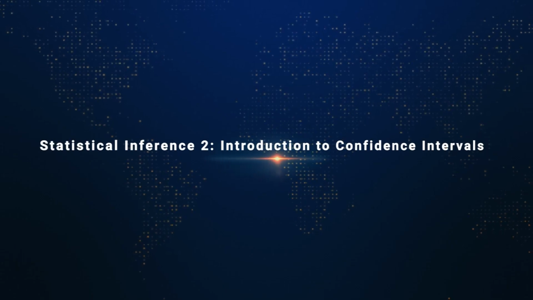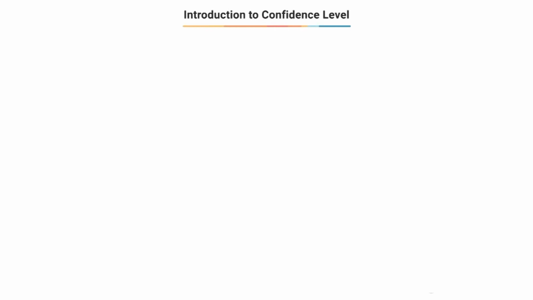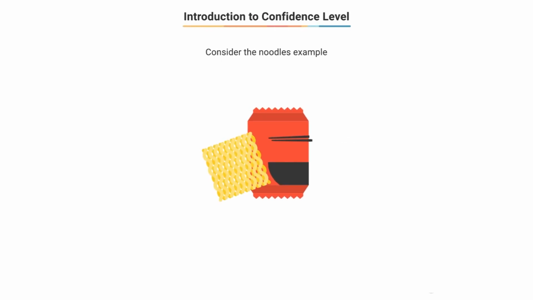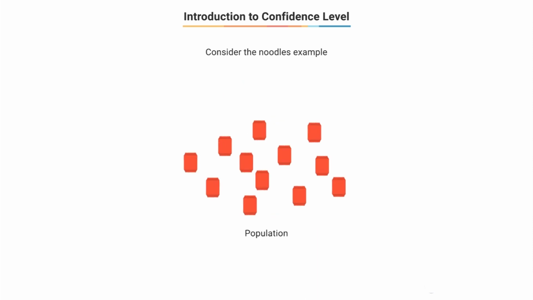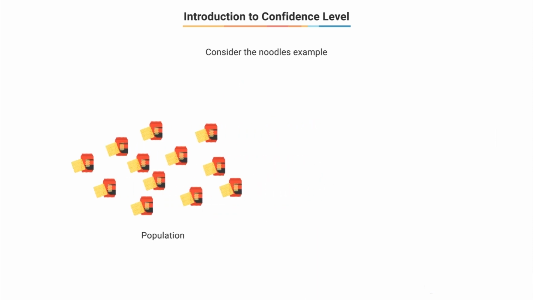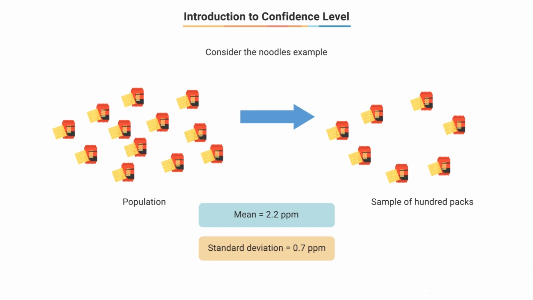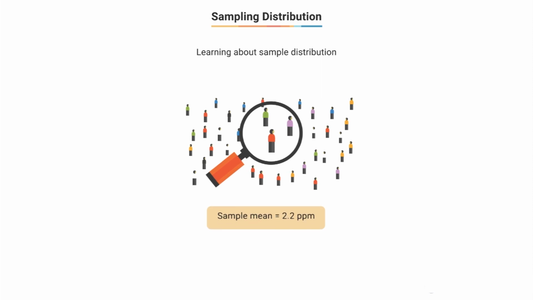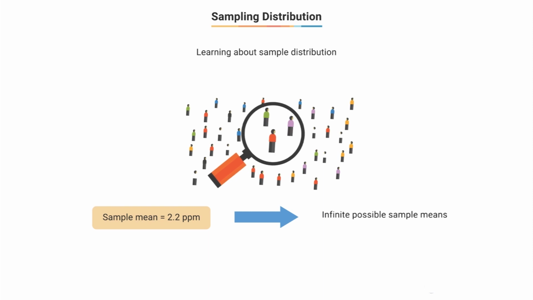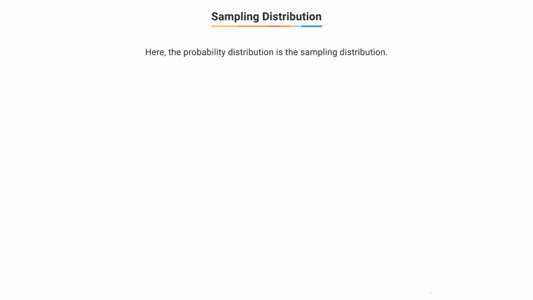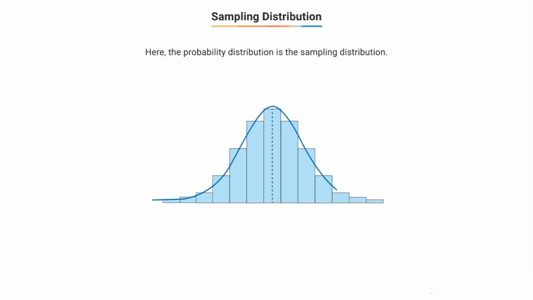Statistical inference 2, Introduction to Confidence Intervals. Let us go back to the noodles example and see if we are able to derive conclusions about the population using the sample. If you recall, we took a sample of 100 packets and found out that its sample mean was 2.2 ppm and standard deviation was 0.7 ppm. Making use of what you learned about sampling distributions, we can directly assume that this sample mean of 2.2 ppm that we have calculated belongs to one of the infinite possible sample means that is present in the probability distribution. And this probability distribution is nothing but our sampling distribution.